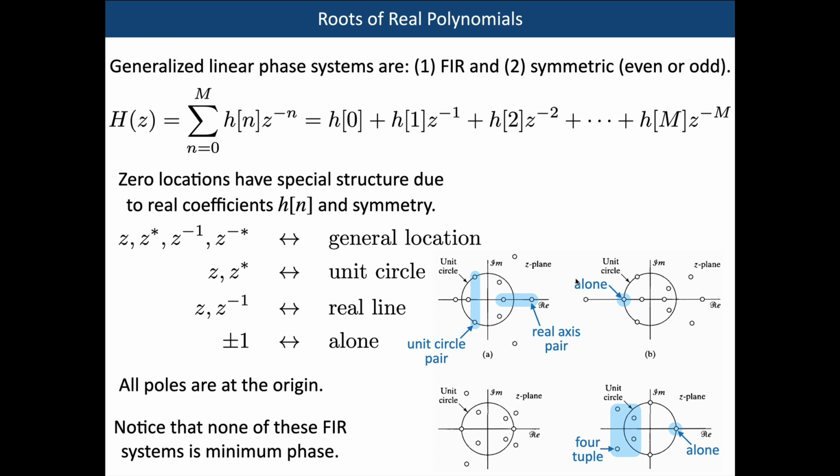Let's take a look at those 4 types of filters again and see some examples. So over here I'm highlighting a 4-tuple. Again, we find a root at a general location, not on the real axis, not at plus and minus 1, not on the unit circle. And so that root will appear with 3 other partners, one at a conjugate location, one at a conjugate reciprocal location, and one at a reciprocal location.